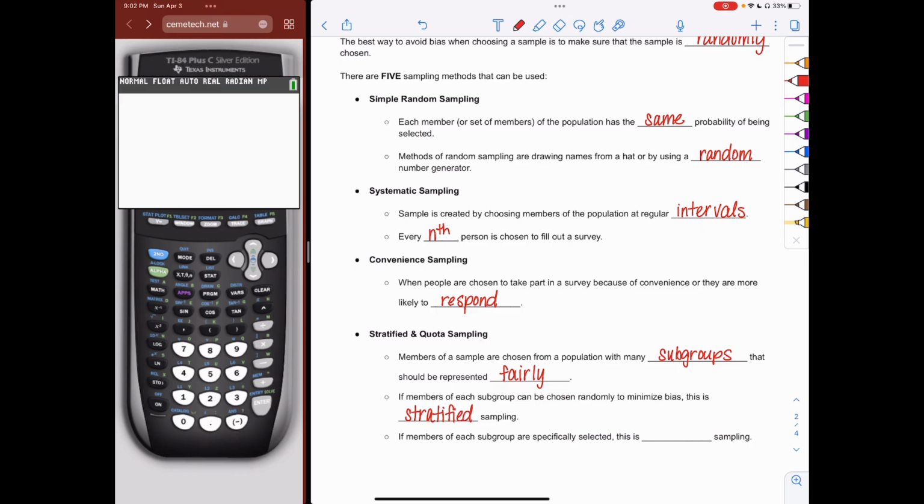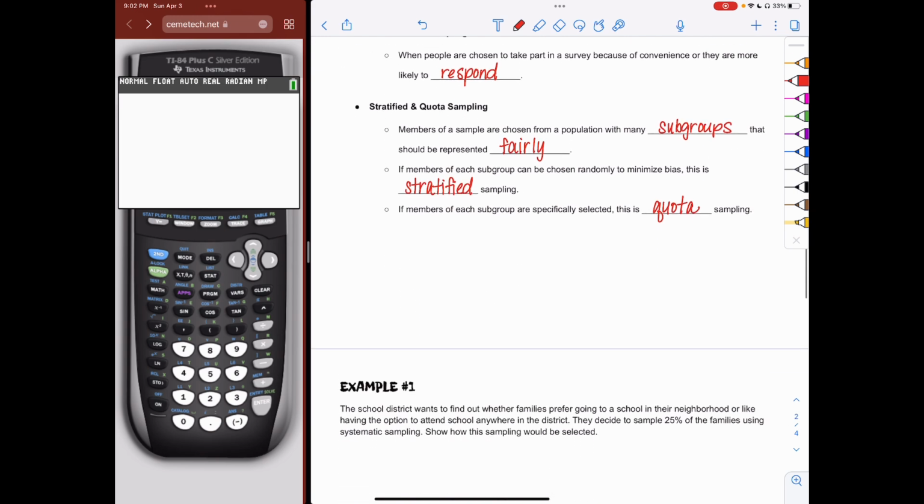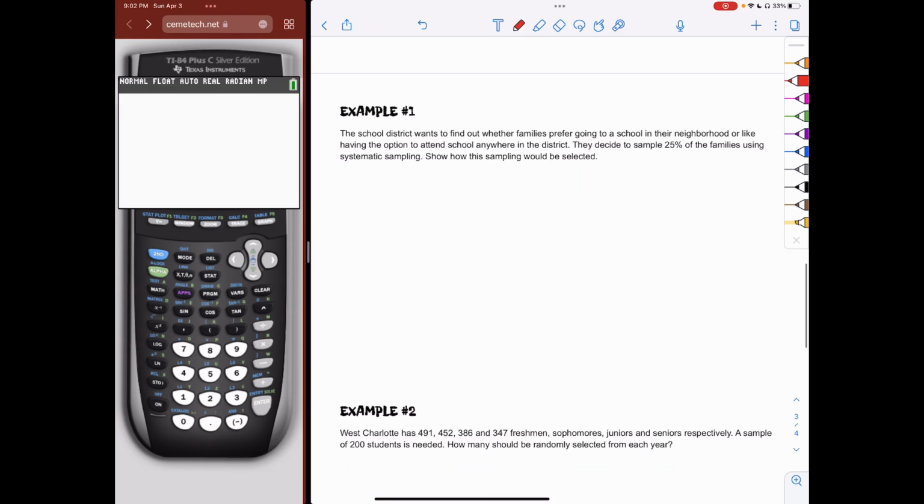And if members of each subgroup are specifically selected, this is what we call quota sampling. So quota sampling is when you are likely to have more bias, and stratified sampling is when you want to have less bias. So now let's look at some examples.